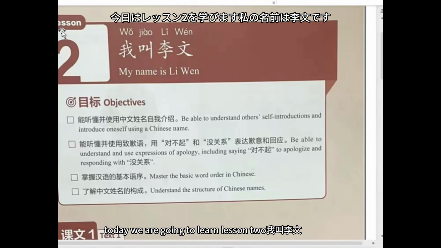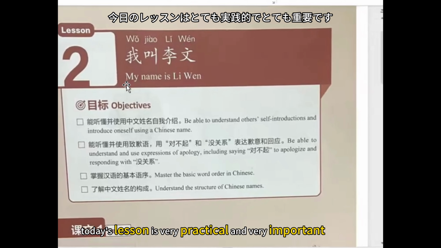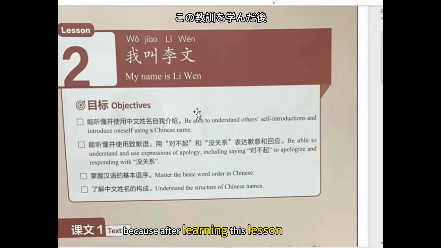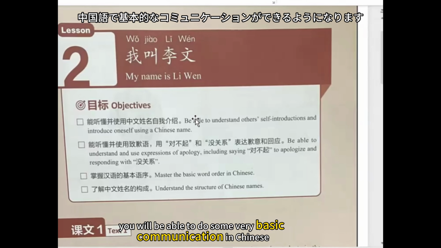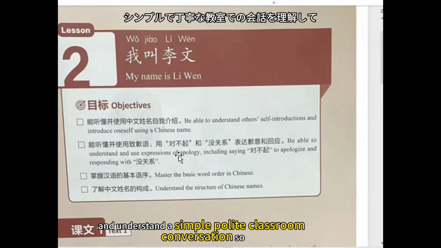Today we are going to learn lesson 2, 我叫李文. In English, that means my name is Li Wen. Today's lesson is very practical and very important because after learning this lesson, you will be able to do some very basic communication in Chinese. You can ask someone's name, introduce your own name, and understand a simple, polite classroom conversation.